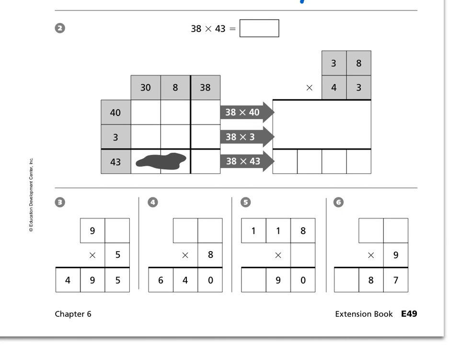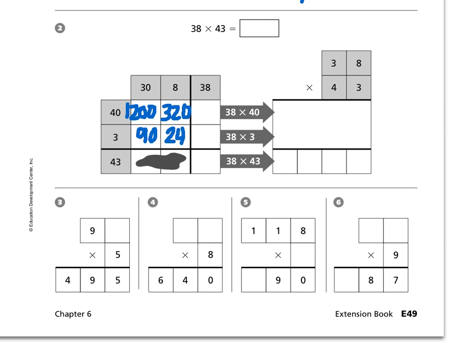For number 2, you're doing the same thing. I have 40 times 30, which I know is 1,200. I have 40 times 8, which I know is 320. Then I have 3 times 30, which I know is 90. And I have 3 times 8, which I know is going to be 24.